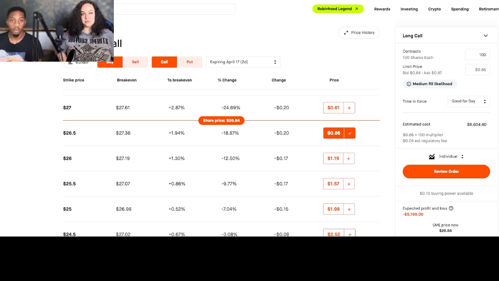Now GameStop went back down, so if we didn't sell once our profit was at $15,000, the market is gonna fluctuate and go back down. Like we see now, the contract's back down to 86 cents. Now it's at 87. So it moves up and down like that based off where the stock price is at. That's why we pay attention to where the stock price is at, because it influences the cost of the option, the option price. So we see that it's back down.